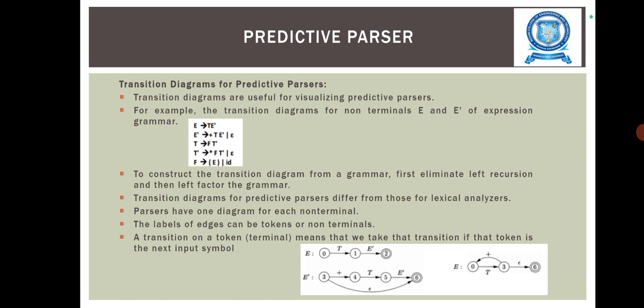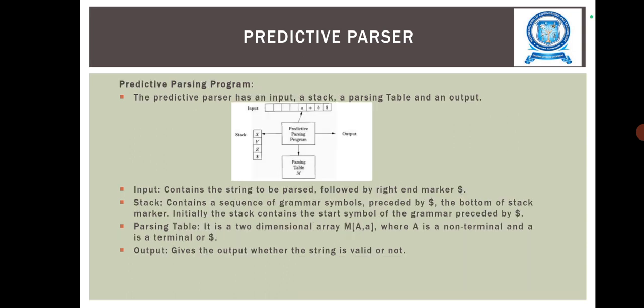Transition diagrams for predictive parsers differ from those for lexical analyzers. Parsers have one diagram for each non-terminal. The labels of edges can be tokens or non-terminals. A transition on a token or terminal means that we take the transition if that token is the next input symbol. This is the transition diagram for the given grammar.